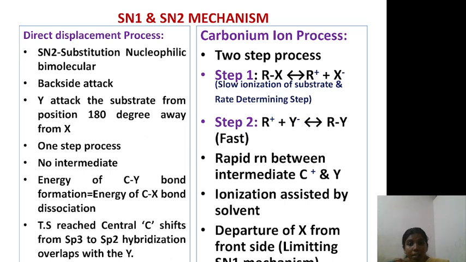So here the ionization is assisted by the solvent. Either the solvent will be the only base component. So departure from the front side will be the limiting step of the reaction. So only a minority, a minor compound, will be obtained from this front side attack. So back side attack only provides the major product of the composition.